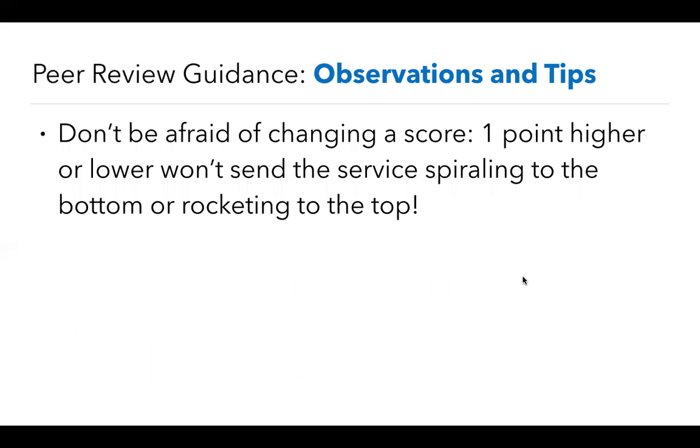As you're going through the process as peer review, you will likely recommend some changes to scores, and that's okay. So you are looking at at least 12 to 14 different result areas, including the BPAs, which are the basic program attributes. So if you're recommending a score change for one service in one result area, don't be concerned that you are condemning a service or that you're rocketing a service to the top of the priority list.